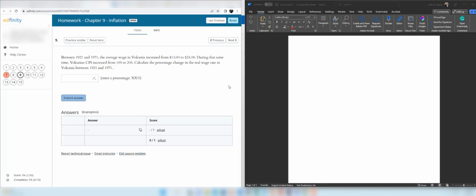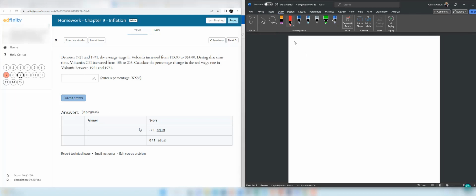And in this question, it's asking between 1921 and 1971, the average wage in Volcania increased from 13 to 24. But the increase here we see is the nominal wage. So in 1921, the wage was $13. And now in 1971, it's $24. So first we need to find out the growth in nominal wage. So this is just a growth formula of a variable.